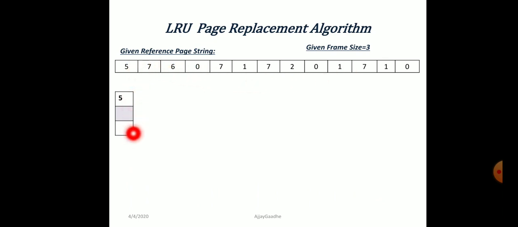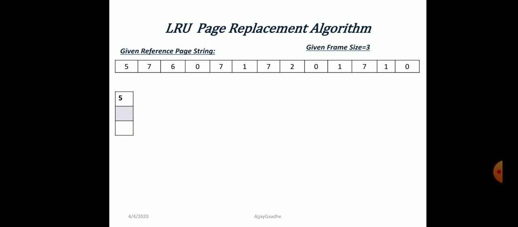Initially the frame is empty. The requested page is not there, so it is a page fault. The requested page is brought in from secondary storage. As the main memory is available, we don't need to apply the algorithm. If the main memory is full, in that case we need to apply the algorithm.